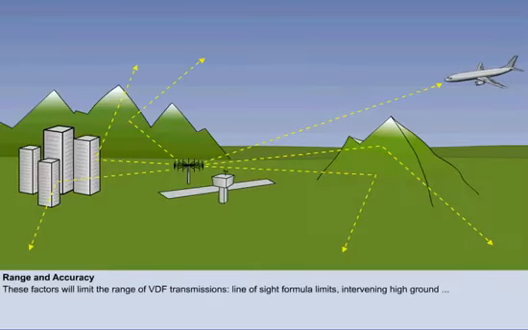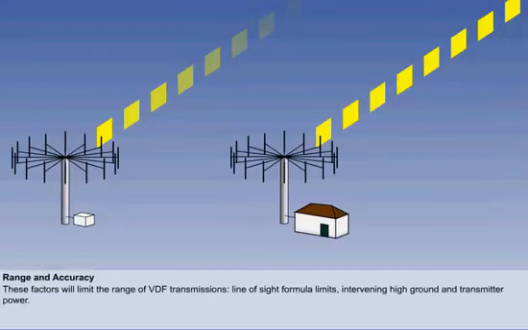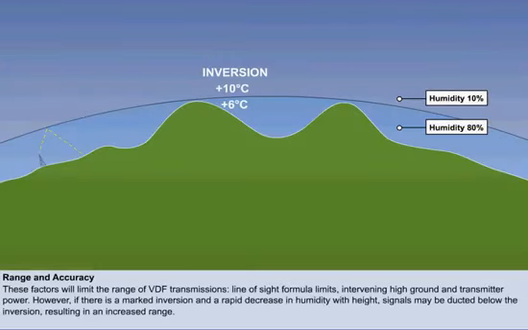Intervening high ground will limit range, especially for low-flying aircraft in hilly terrain. High ground and buildings at the station may also reflect and distort signals. The power of the aircraft and ground transmitters will also affect range. The weather, on the other hand, can sometimes increase range. If there is a marked inversion and a rapid decrease in humidity with height, signals may be ducted below the inversion, resulting in an increased range.